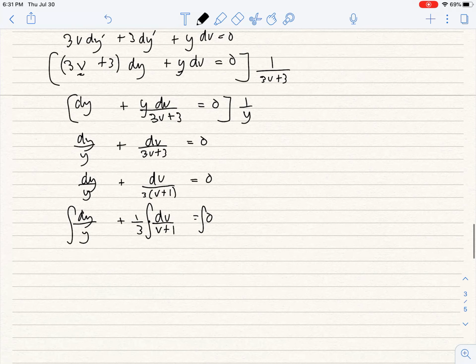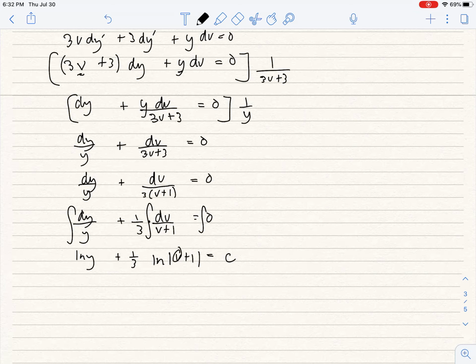Okay. So, next, the integral of dy over y is ln y, plus copy the constant. The integral of dv over v plus 1 is just ln of v plus 1. We could use u-substitution, but it is direct already. The integral of 0 is c.